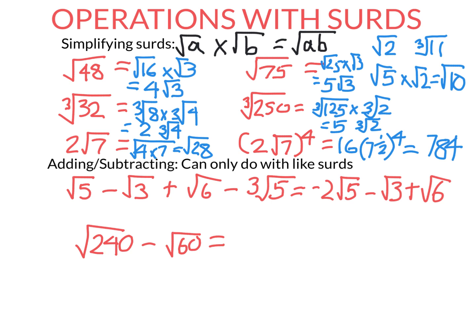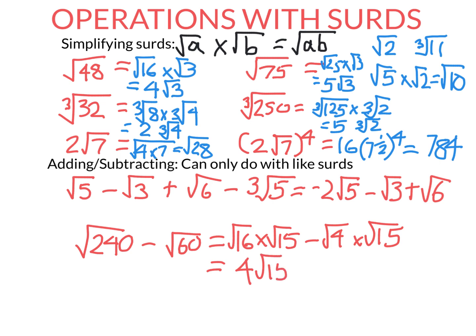So simplifying this one, I need to find the highest square number that goes into 240. That's actually 16. So this is root 16 times root 15. That's equal to root 240. On the other hand, if I simplify root 60, the highest square number that goes into 60 is 4. So I've just discovered that the square root of 240 is 4 root 15. The square root of 60 is 2 root 15.